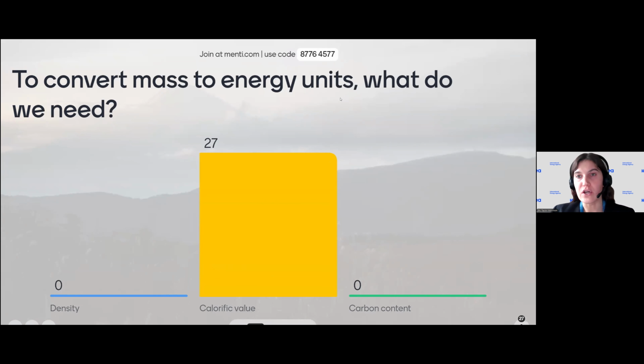You can see the Menti code is at the top of the screen, just 87764577. So yes, I see all of you have got it. That's excellent. It is indeed the calorific value.